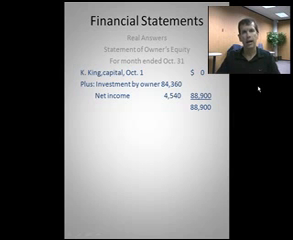So we write down King, Capital, October 1st, October 1st being the start of the accounting period. In this case, it was 0. So we just put 0 there as the beginning capital. Now, the only time it's going to be 0 is when it's a brand new company. Most of the time you're doing a statement of owner's equity for an existing company, so you're going to have a figure in there for the beginning capital.